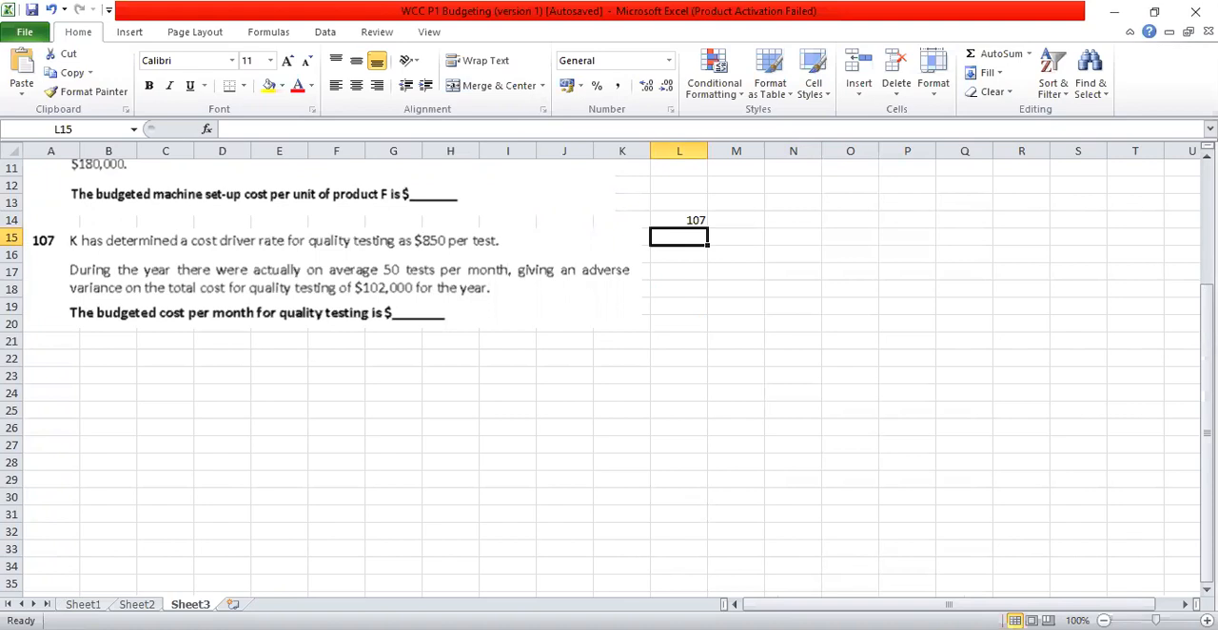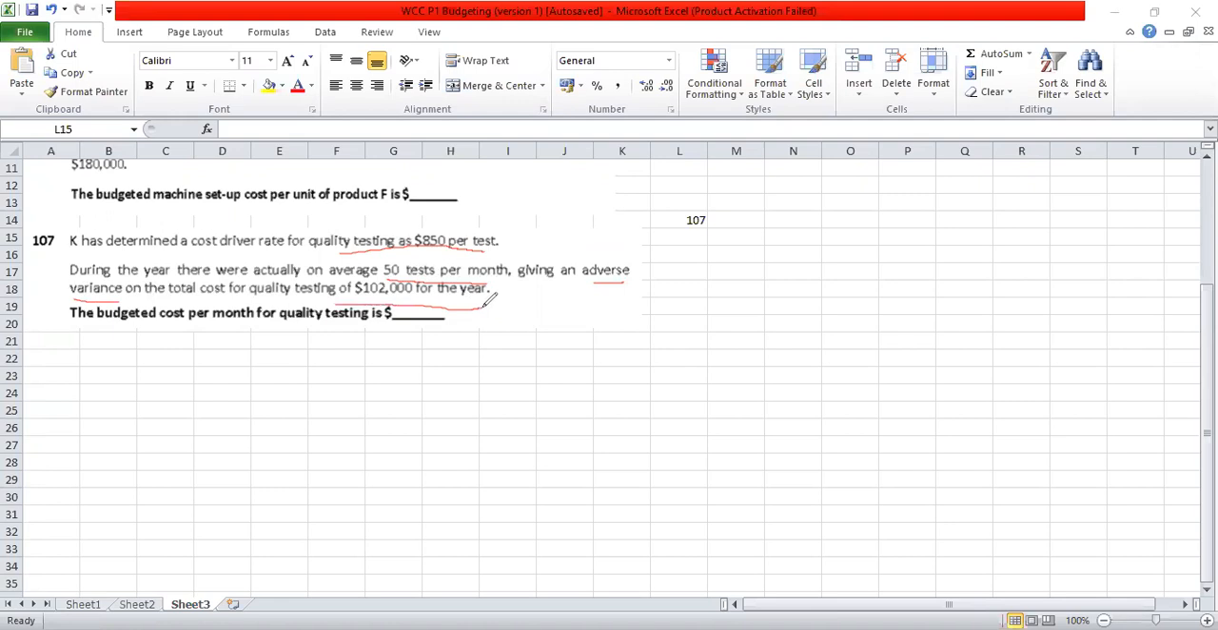K has determined a cost driver rate. The cost driver rate for quality testing is $850 per test. So that's the first point. The second point: during the year there are, on average, 50 tests per month. Given an adverse variance on the total cost for quality testing of 102,000 for the year, when would they have an adverse variance?